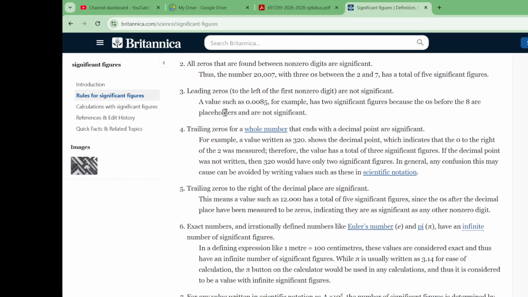Leading zeros, all the zeros that come before a non-zero number, are not significant. So something like 0.0085, how many significant figures does it have? It only has 2 significant figures. Something like if we write 001, the number of significant figures for that is just 1.